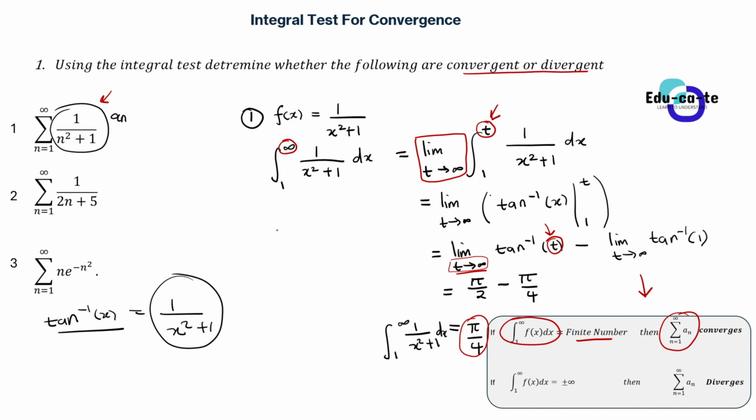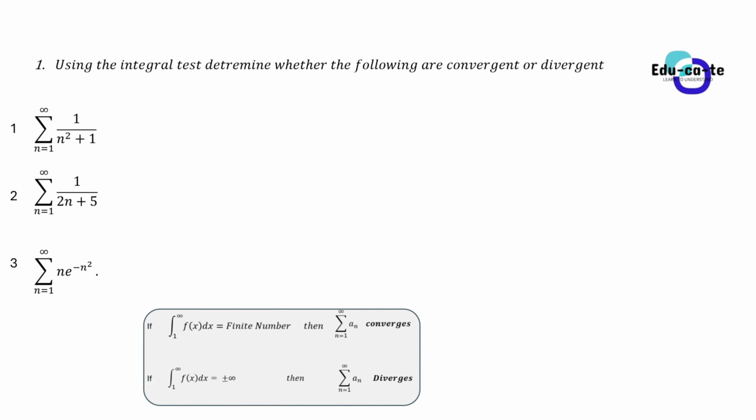So we can say, therefore, that this series, the sum from n equals 1 to infinity of 1 over n squared plus 1, converges, or you can say it is a convergent series. So that's how you evaluate. You just find the integral from 1 to infinity. Let us just do number 2 and you do number 3 on your own.